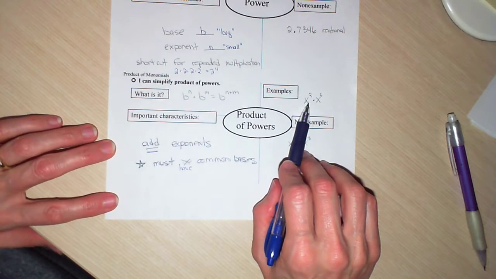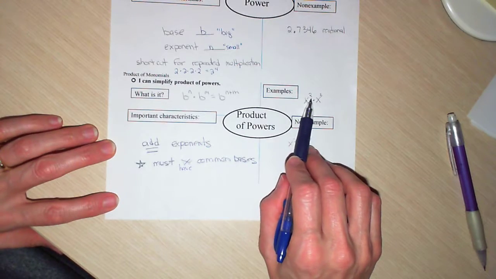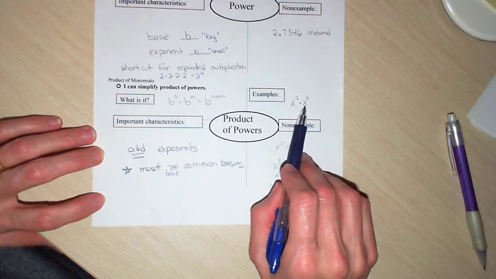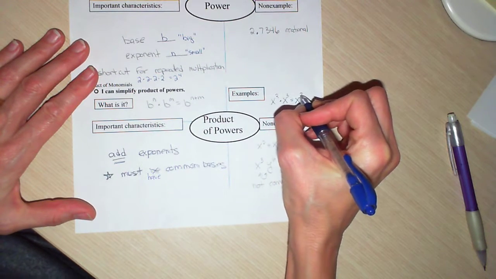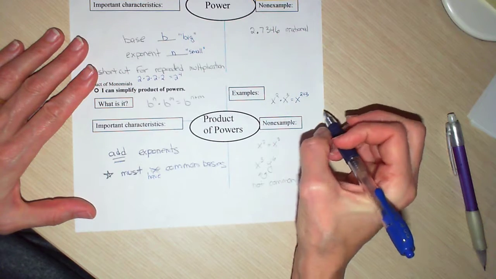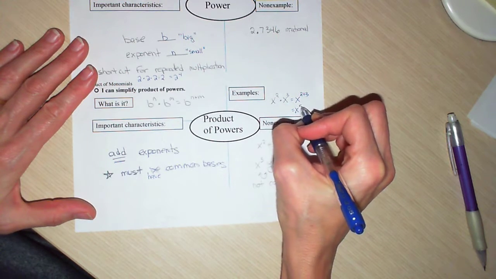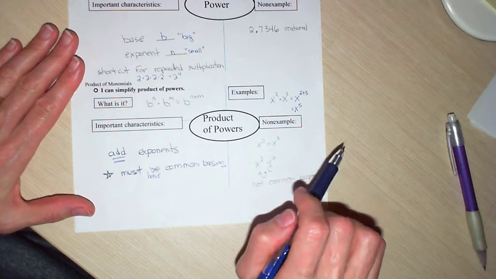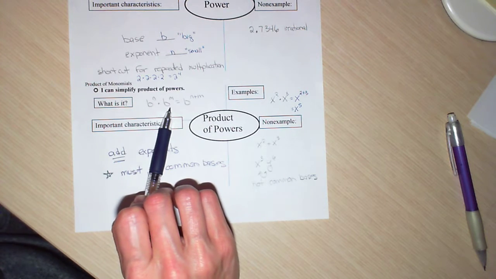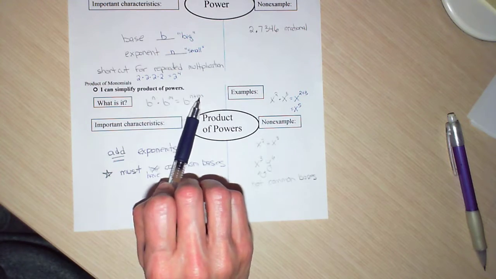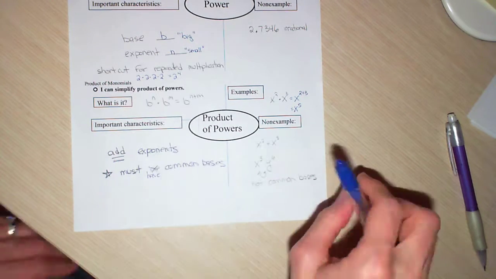Here's an example. X to the second times x to the third. Common bases. My bases are both x's, so this would equal x to the 2 plus 3, which would be x to the 5th. Keep the base, add the exponents. A little trick here is multiplying makes things bigger, so I want to add the exponents to make it bigger.